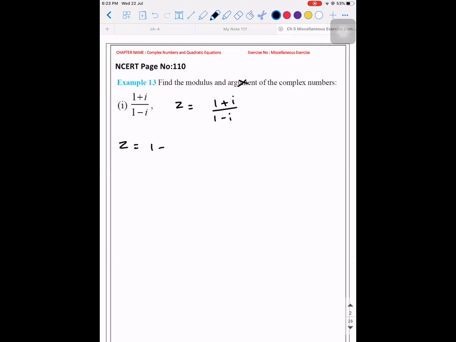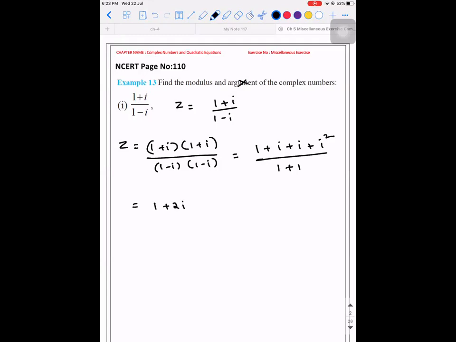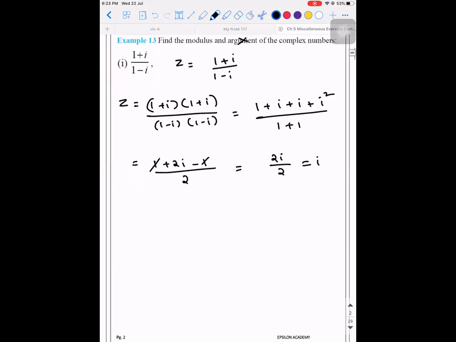z is equal to 1 plus i into 1 plus i divided by 1 minus i into 1 minus i. So that will be 1 plus i plus i plus i square, the whole divided by 1 plus 1. So 1 plus 2i, i square is minus 1, divided by 2. So 1 and 1 will get cancelled. 2i divided by 2 is equal to i, am I right? So z is equal to i. So what will be the modulus of it?